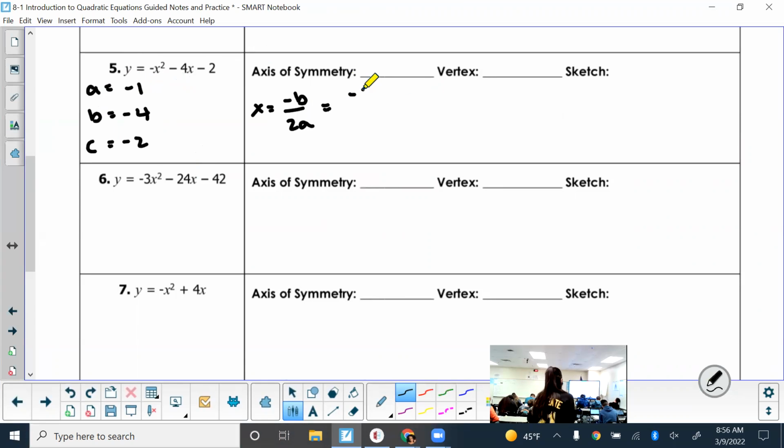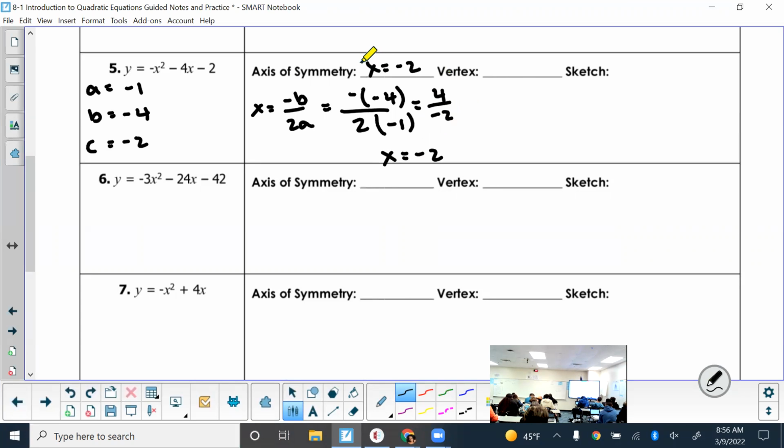I get -4, which we'll simplify in the next step, over 2 times -1. -4 becomes +4. 2 times -1 is -2. What's 4 divided by -2? Okay, so there's the axis of symmetry.